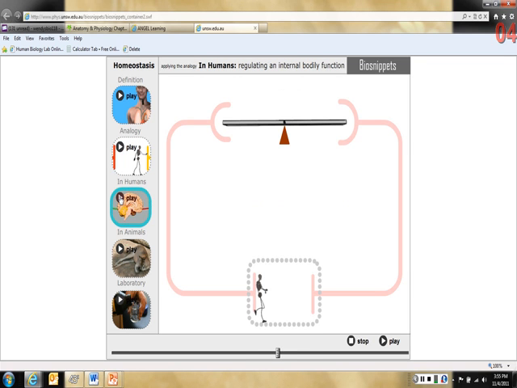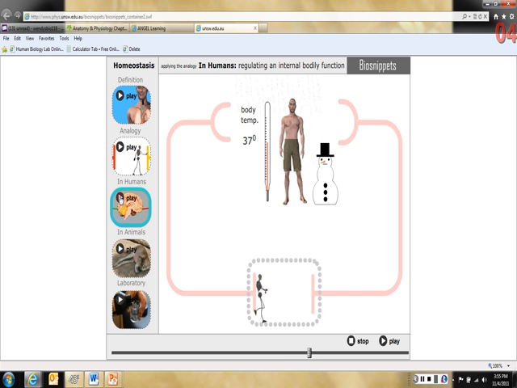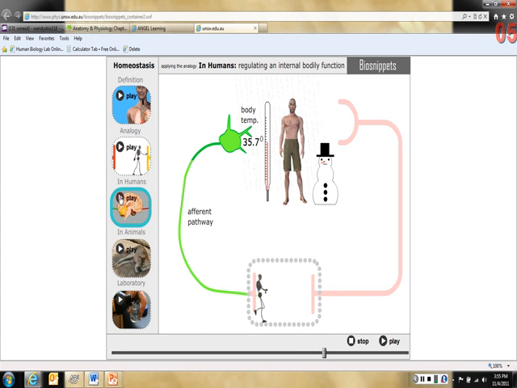In this example of biological homeostasis, we will be looking at how the human body maintains a stable core body temperature. The set point for human body temperature is typically about 37 degrees Celsius and is maintained by ensuring a balance between heat gain and heat loss through the mechanism of homeostasis. A stimulus, for example a drop in the temperature of the external environment, will be detected by temperature sensors in the human skin. An impulse will be sent by way of the afferent pathway to the central nervous system, and in this case to the hypothalamus, whose main function is homeostasis.